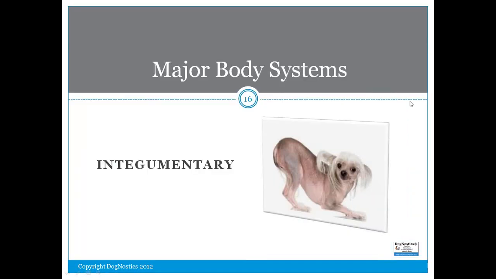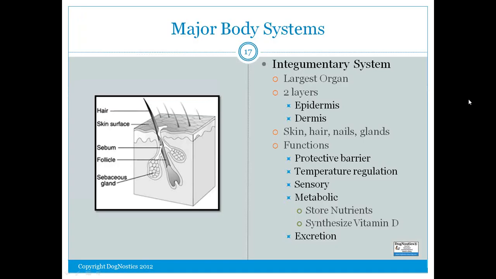Now we're going to get into the integumentary system, and like I mentioned earlier, it's pretty much just a really fancy word for skin, and everything that is also included with the skin, which includes nails, hair. There's also specialized integument, which we're going to talk about.